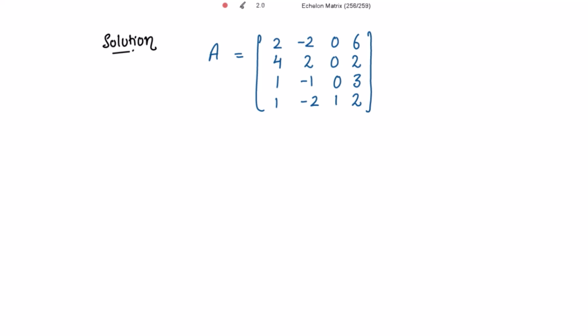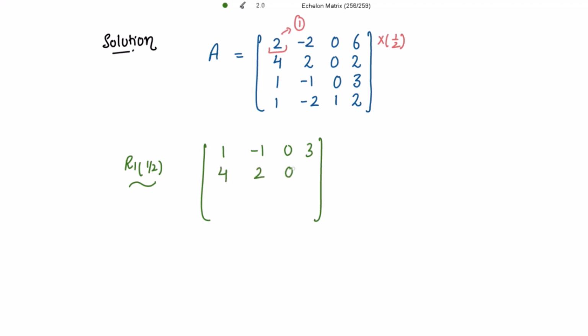I'm having 2 at the first place over here. I need to make this 1 first. For that, I just multiply row 1 with 1/2 and get 1 in place of 2. So I'm changing row 1 by multiplying its elements with 1/2. So we get 1, -1, 0 and 3. Writing the rest of the rows as they are.